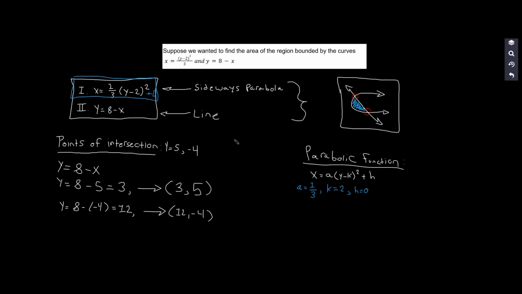Next, we'll find the vertex. When you have an equation of this form, and it's parabolic, the vertex is always going to be (h, k). So what does that mean for us? That means that the vertex is going to be (0, 2). So that's what's up with our parabolic function.